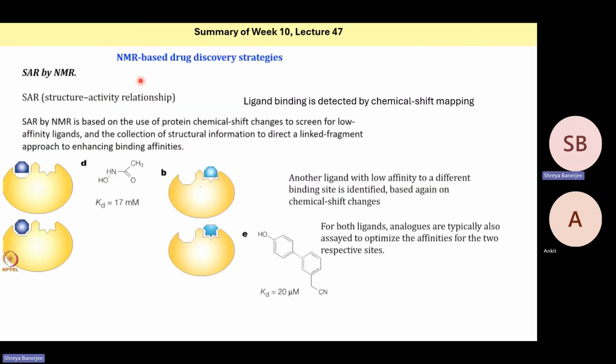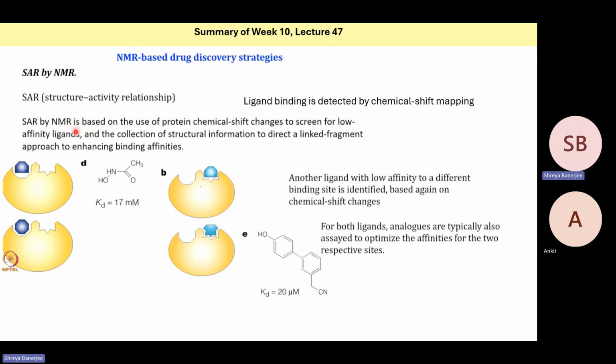Now we will look at some NMR-based drug discovery strategies. First of that is SAR, that is structure-activity relationship. So the SAR by NMR is based on the use of protein chemical shift changes to screen for low affinity ligands and the collection of structural information to direct a linked fragment approach to enhancing binding affinities. So what does this mean? We'll go by it one by one.